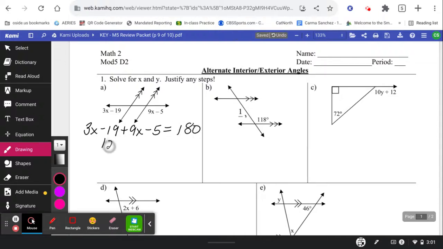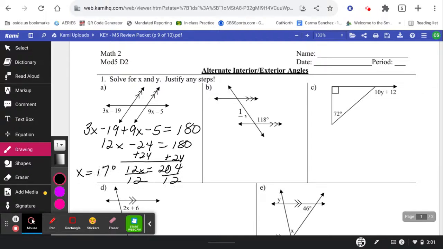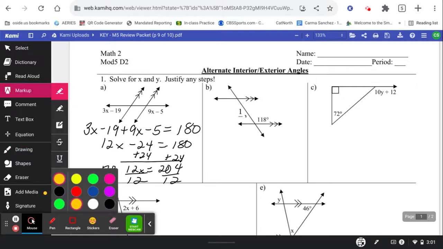So 3x and 9x is 12x, negative 19 and negative 5 is negative 24. Add 24 to both sides. And then 180 plus 24, I think that comes out to 204. And I'm dividing that by 12. You got it. x equals 17 degrees. So here it just wanted us to solve for x.